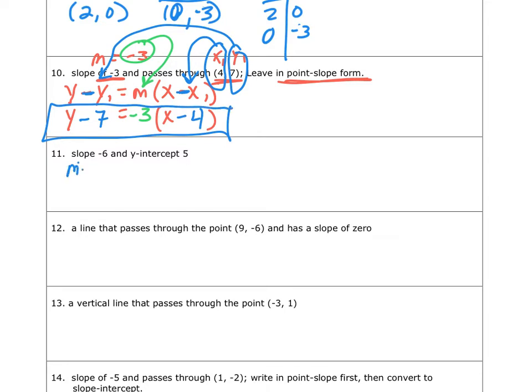Now on number 11, they tell me the slope is negative 6 and the y-intercept is 5. So I know it's y equals negative 6x plus 5.